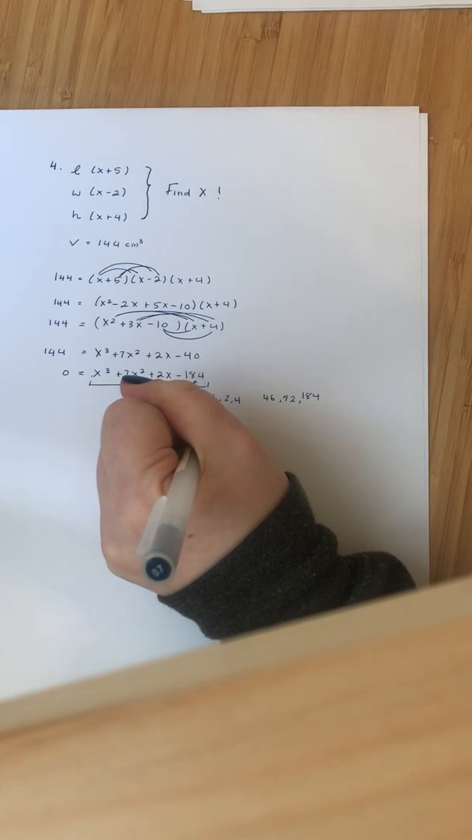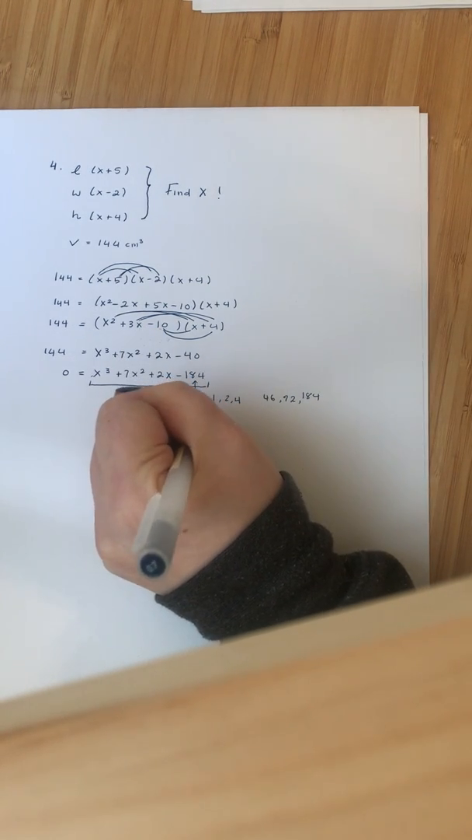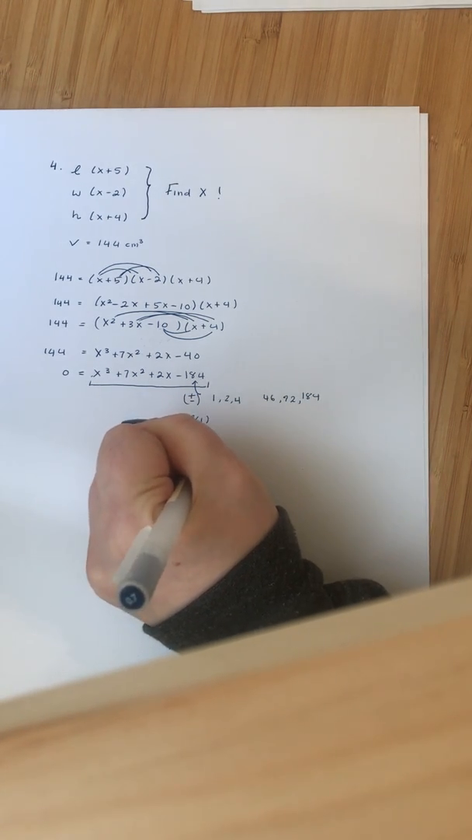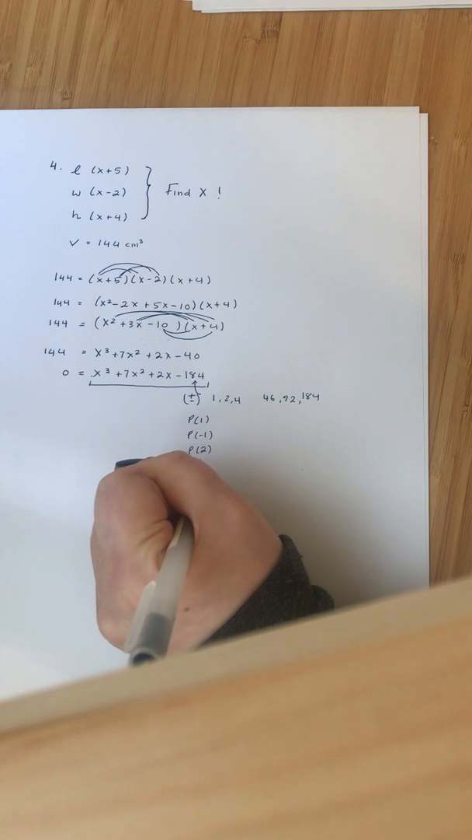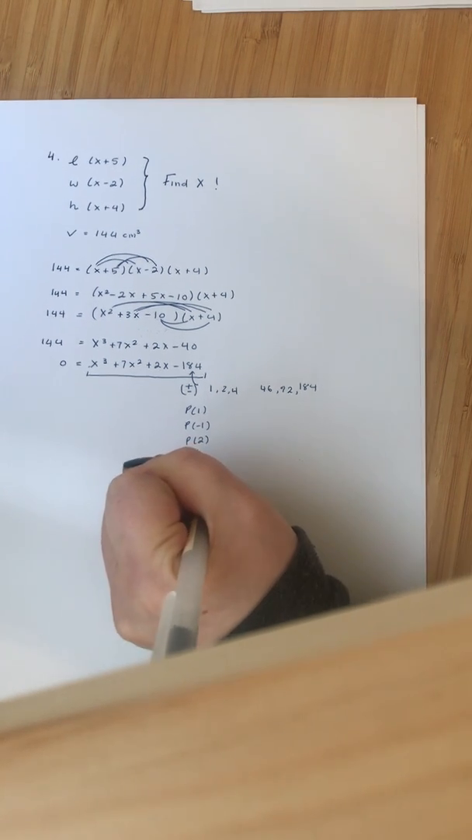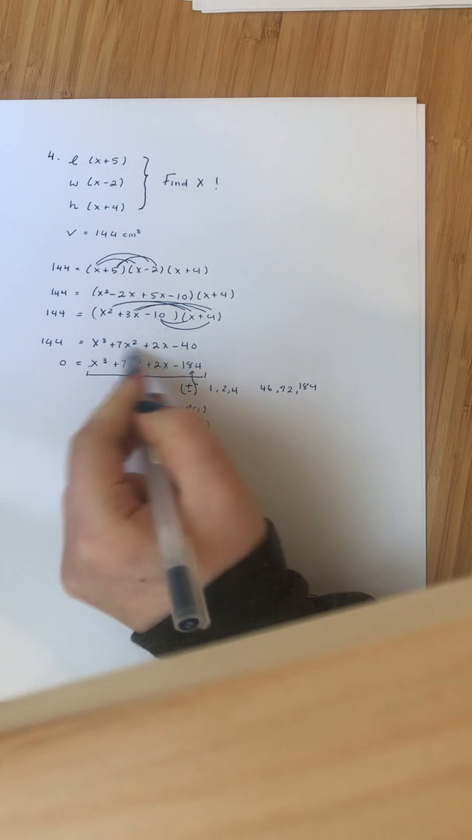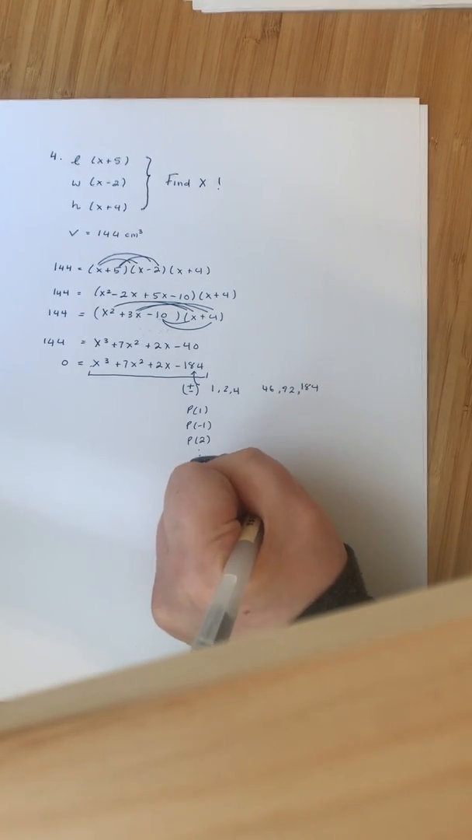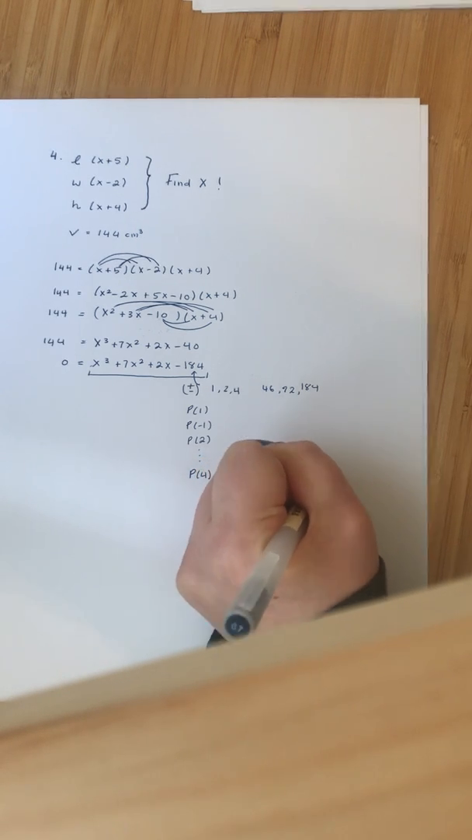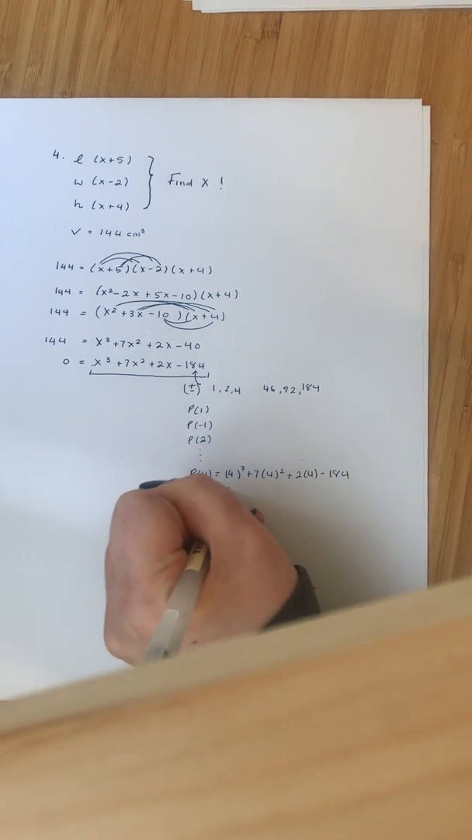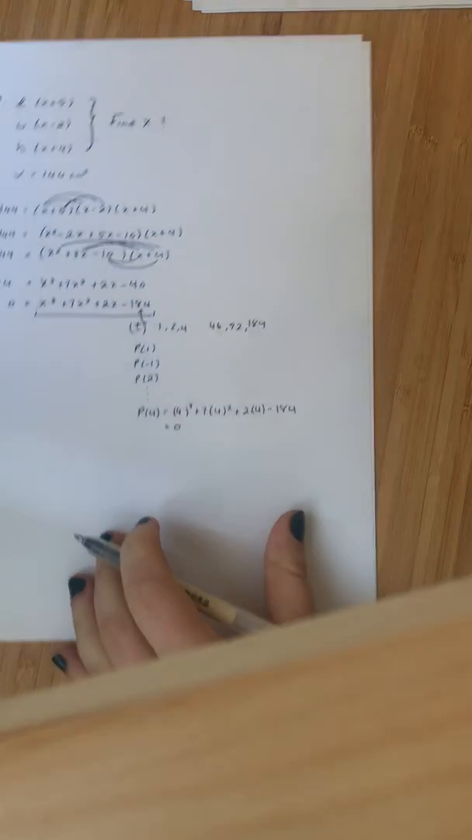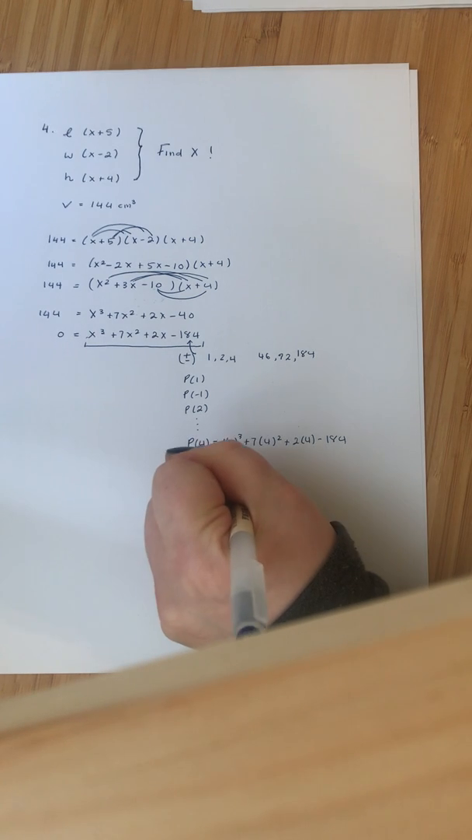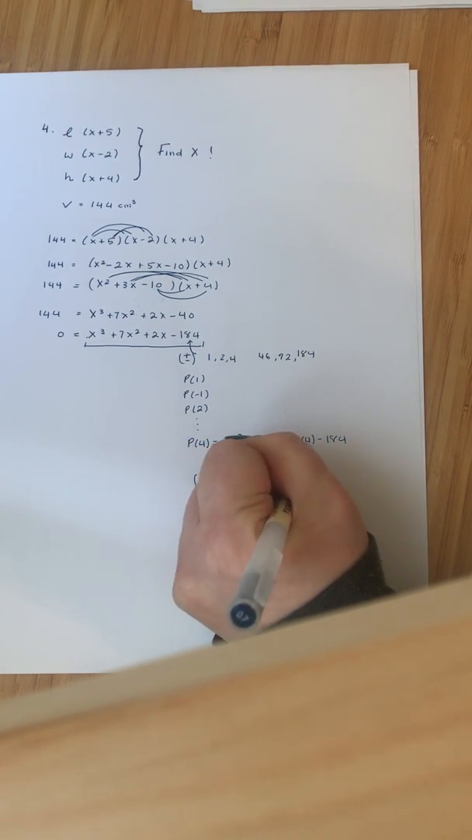So if I plug in p of 1, p of negative 1, p of 2, and so far I find that when I plug in 4, p of 4, which is just when I put 4 instead of all the x's, so that's 4 to the power of 3 plus 7 times 4 squared plus 2 times 4 minus 184, I get a 0. So what does that tell us? That tells us that x minus 4 is a factor.